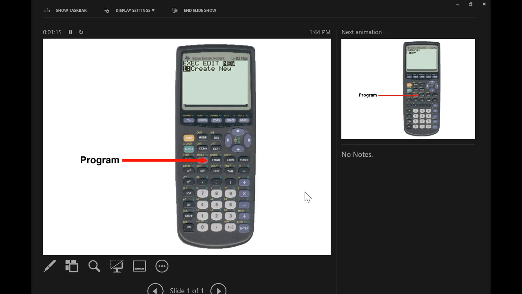When you press the program button, you should get a menu that looks like this. I need you to tab over to the New tab. See at the top where it says New, use the left and right arrows to move over to the New tab. And where it says Create New, press Enter.